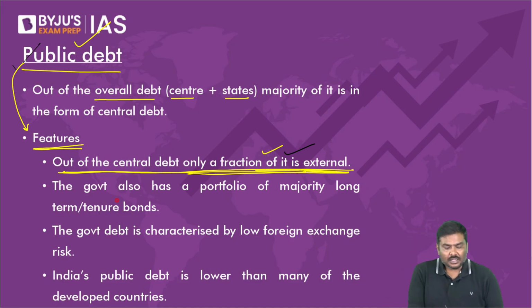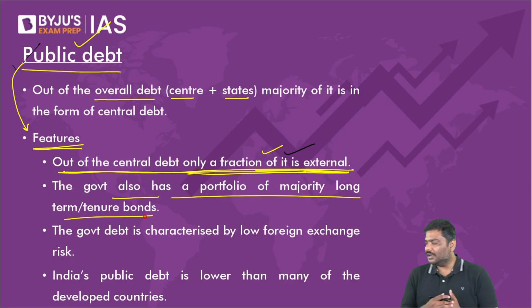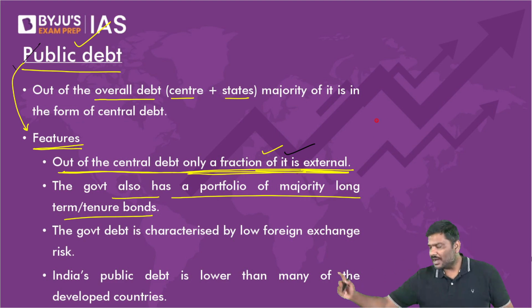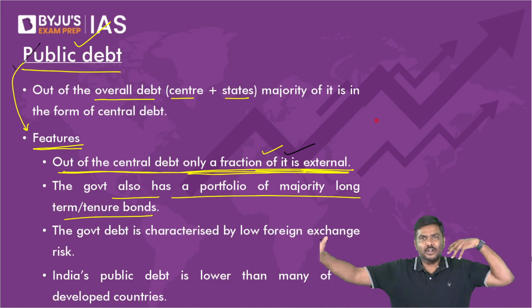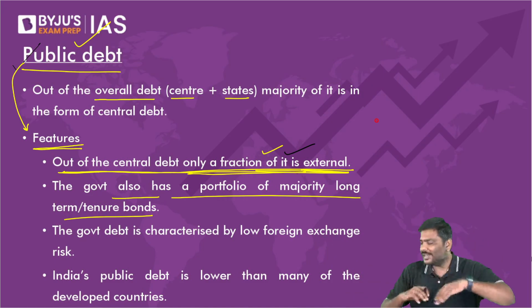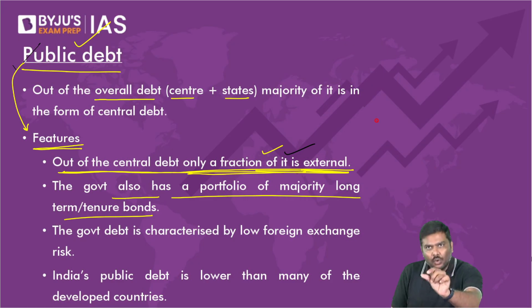Second, the government also has a portfolio of majority long-term, long tenure bonds. Now, what is the argument here? The argument is, if you borrow from the market, better borrow for a longer duration. Do not borrow where the repayment has to be done only in a short duration.